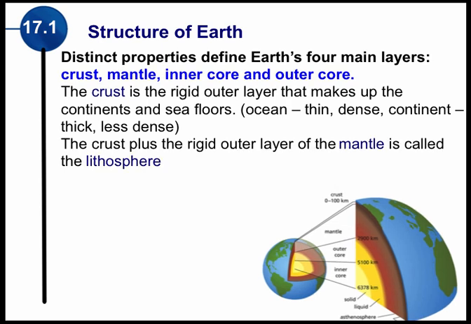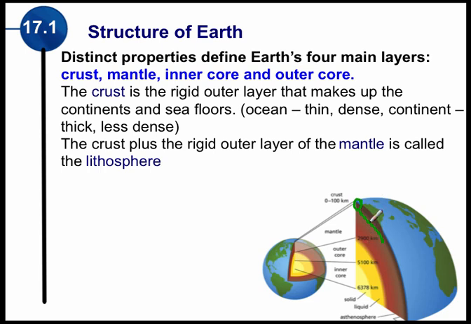When we look at the crust, it is actually made up of two separate layers. And the first layer is what's called the lithosphere. And the lithosphere is really just this top portion, the crust and the upper part of the mantle. Just the upper part of the mantle and the crust together is the lithosphere.